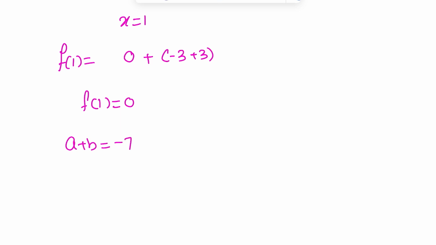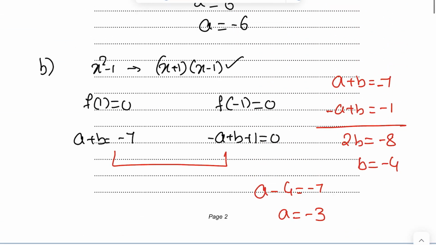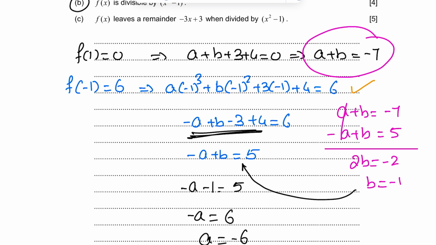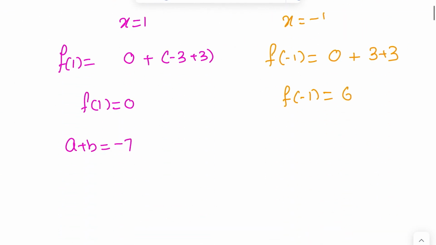Next time what I will be trying is x equals -1. Then f of -1 again becomes 0, then plus 3 plus 3. So f of -1 equals 6. Have we done f of -1 equals 6? Yes, for that we have done minus a plus b equals 5. Now from there we have already solved it. So a equals -6 and b equals -1.